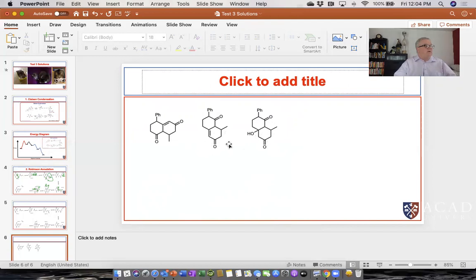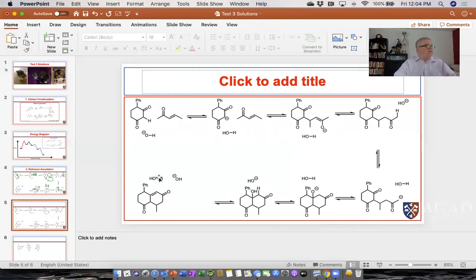Most of the time, you would only get this when you have a substrate which has a beta keto carbonyl compound like this.